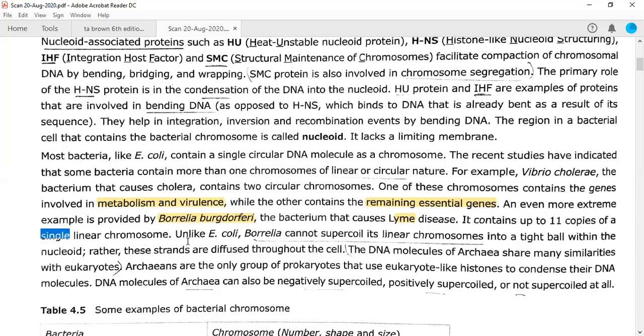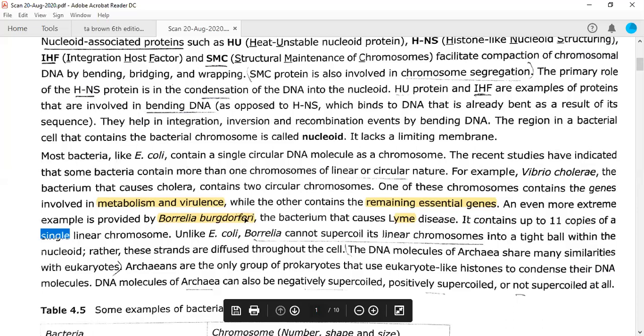Okay, so why is this linear? Because unlike E. coli, Borrelia cannot supercoil its linear chromosomes into a tight ball, called the nucleoid, within a nucleoid region. Rather, these strands are diffused throughout the cell. So the 11 copies are found throughout the cytoplasm of the bacterial cell, Borrelia burgdorferi.